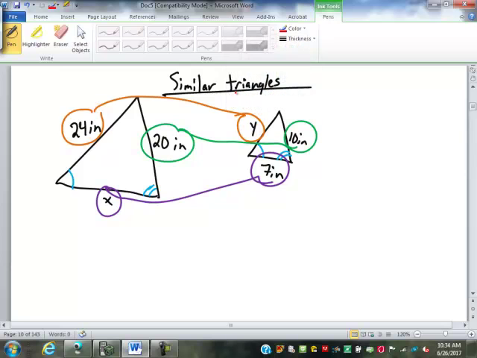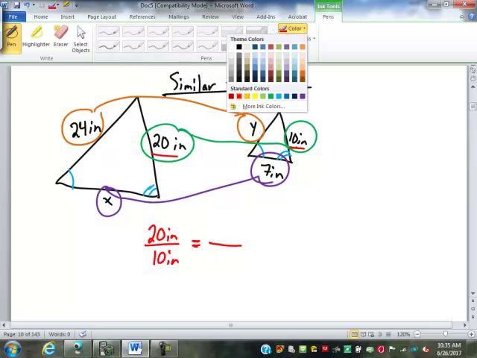The next thing I need to do is find the pair that I know both numbers in. The 20 and the 10, or 10 and 20, however I want to list it. I'm going to list it as 20 inches to 10 inches. That's a ratio.